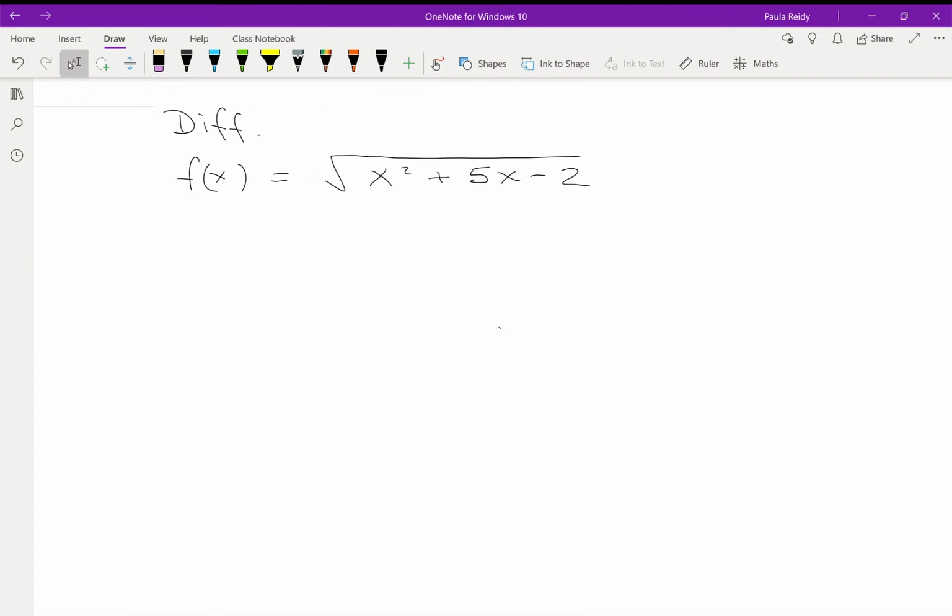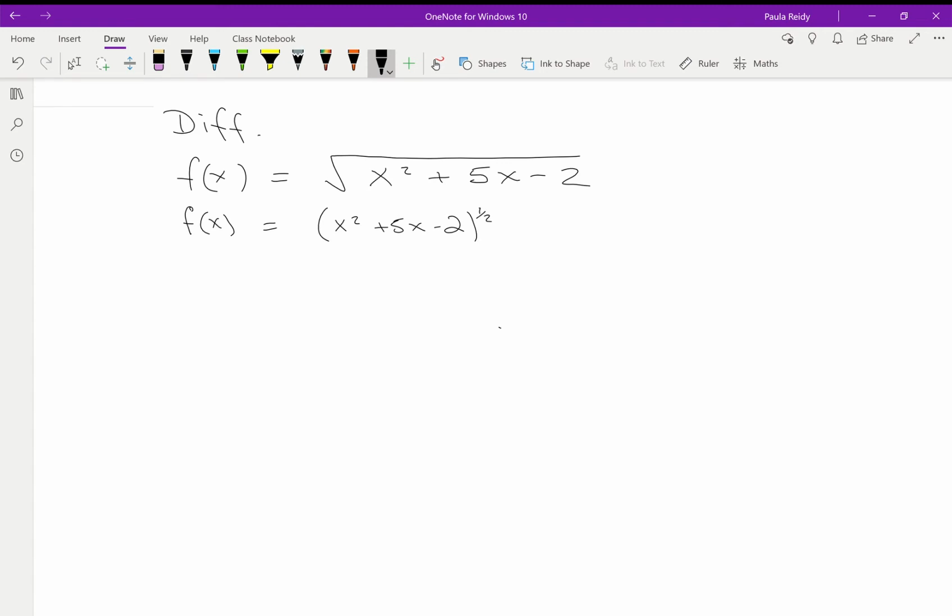Differentiate this, okay? So we're differentiating this function with respect to x, okay? And we begin by just rewriting the function so that we do not have the square root sign. Instead, what we have is the index format of that, which of course is to the power of a half.